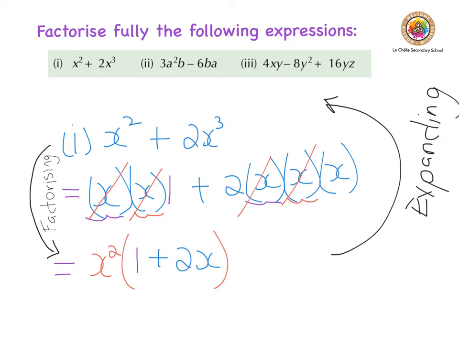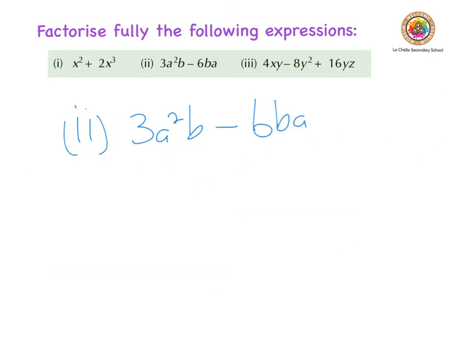Okay, so we're going to look now again at example 2. Here in this question, I'm asked to factorise 3a squared b times 6ba. Now, straight away when I look at this, I can see there's something a little bit odd. I much prefer everything to be in alphabetical order, so I'm just going to rewrite that in alphabetical order. So that's 3a squared b minus 6ab.